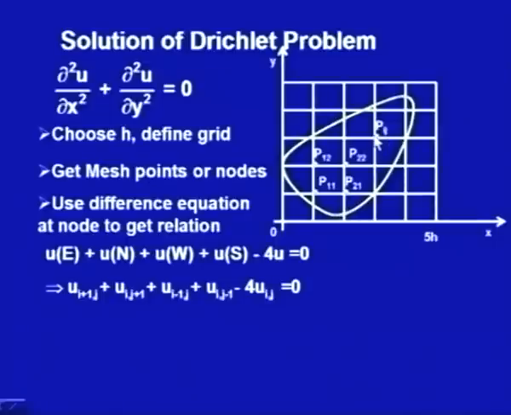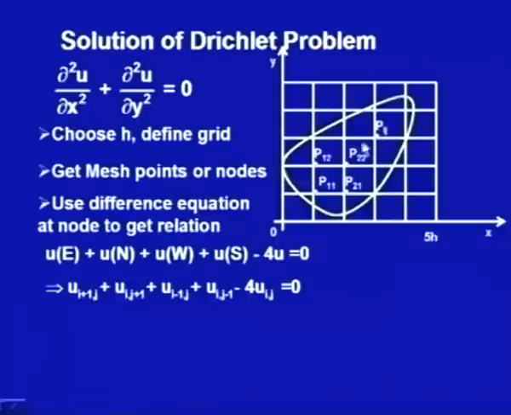Here, the east point, the right point, means i plus 1 and j as such. Then for this point, i is as such but j moves to j plus 1, that is u i, j plus 1. Then for this point, j is as such but i becomes i minus 1, so u i minus 1, j, and then the lower point is u i, j minus 1, minus 4 u i j is equal to 0. So, we have got this relationship.